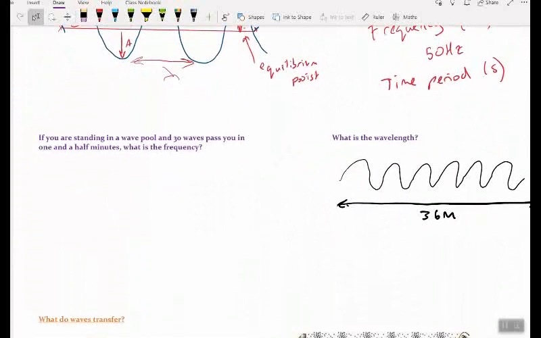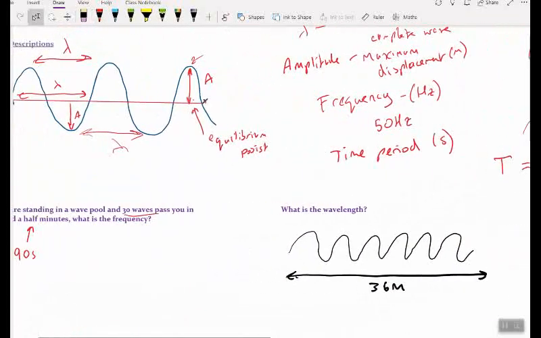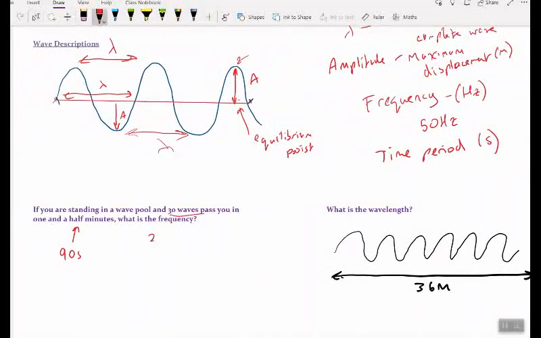If you are standing in a wave pool and 30 waves pass you in 1.5 minutes, what is its frequency? So 1.5 minutes is not that much use in minutes, so we want to convert that straight away. 1.5 minutes would be 90 seconds, wouldn't it? What is the frequency? Well, there's 30 waves. Frequency was the number of waves per second. So we've got 30 waves over a time of 90 seconds.